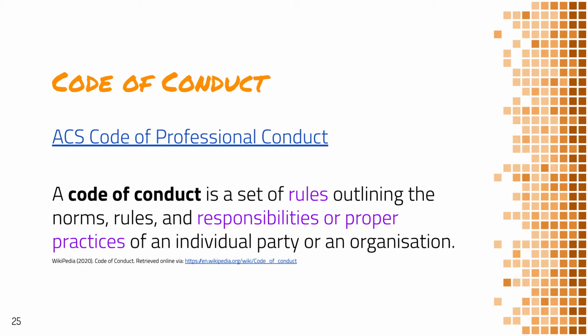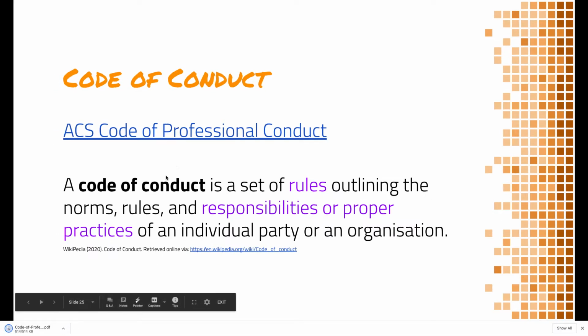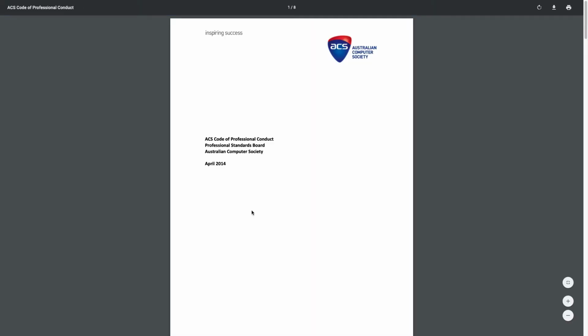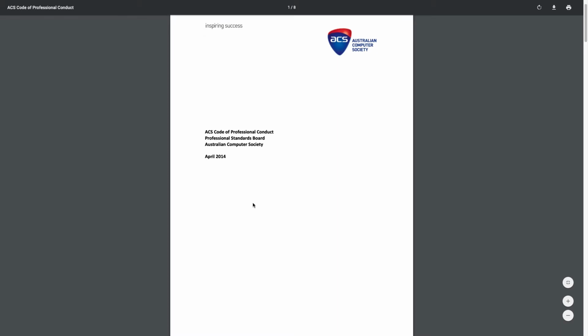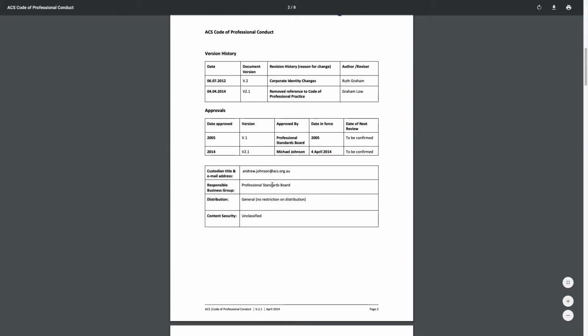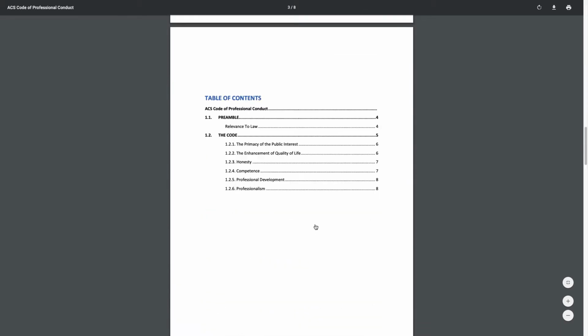Now, the Australian Computing Society is an organisation that specifically looks after people that work in IT. They don't look after people that work in factories or on farms. They're only interested in people that work in IT. If you click on this link, it will take you to their code of conduct, where you will see how they expect IT people in Australia to behave. And this is a document, it gives you some information about the document. Okay.